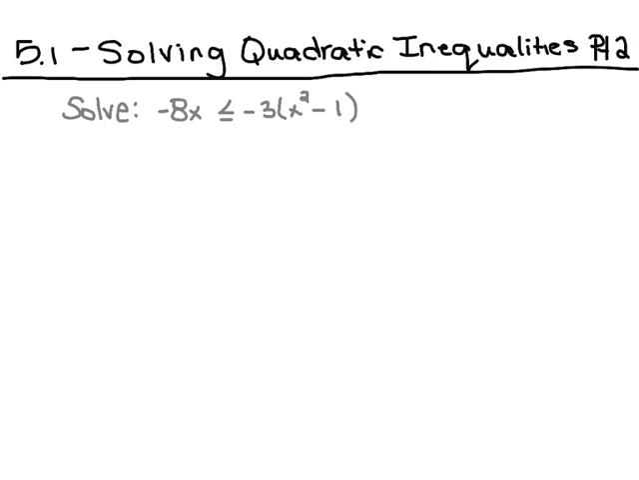To solve a quadratic inequality with one variable with a graph, the first thing you're going to do is put it into standard form. So we're going to distribute out this negative 3. So it's 8x is less than or equal to negative 3x squared plus 3. We're going to move it all to the left side.